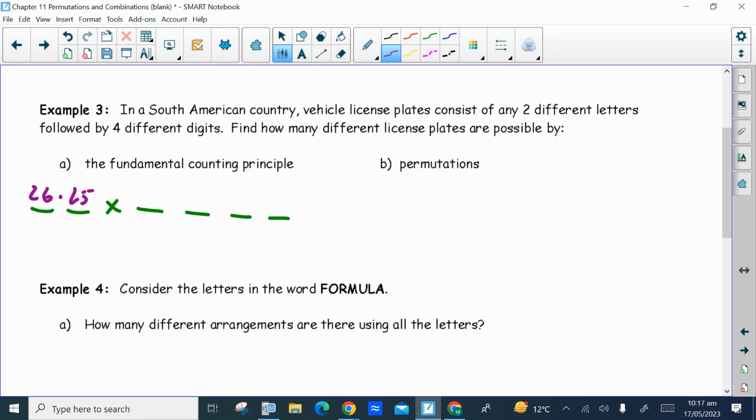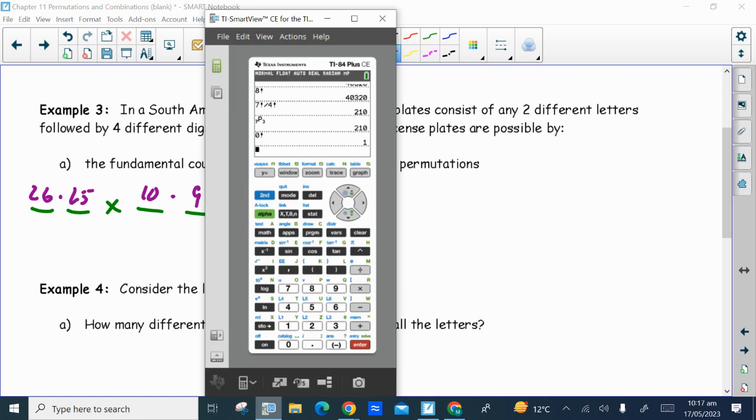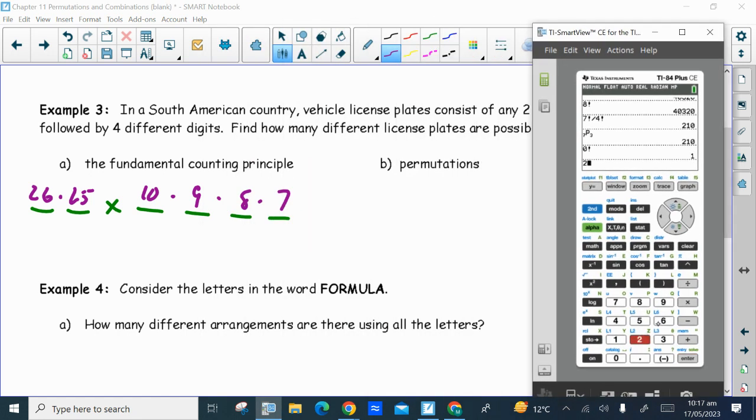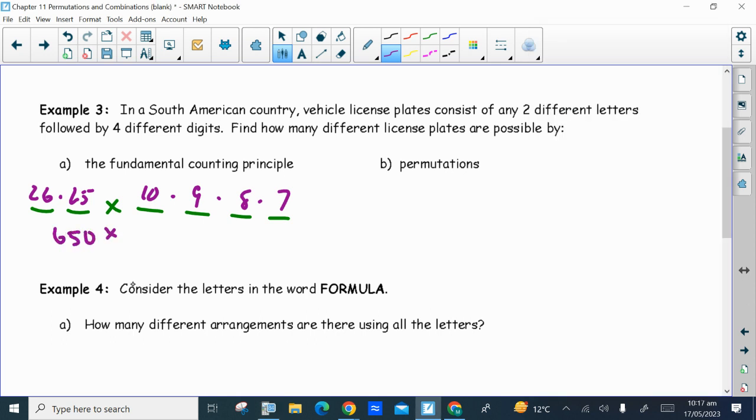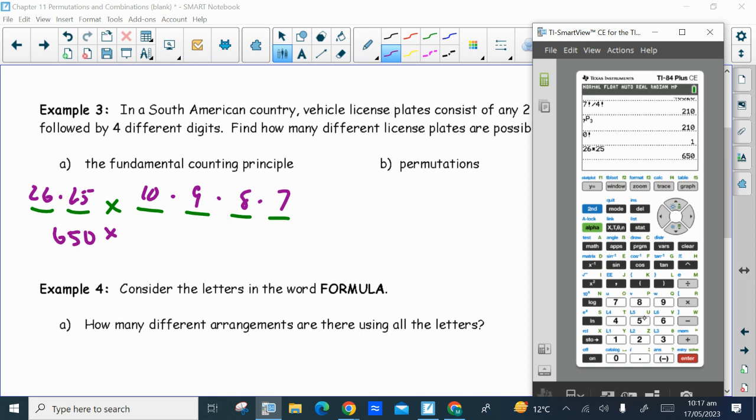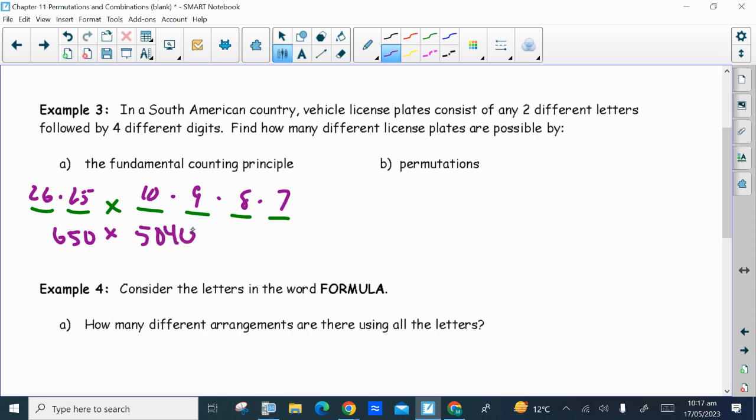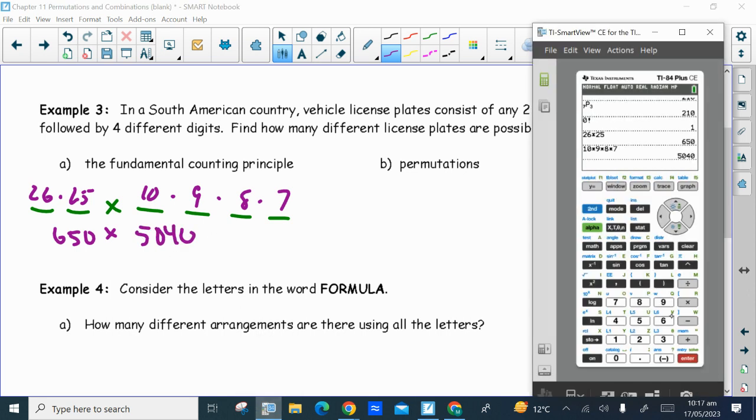And then followed by 4 different digits. There are 10 digits to choose from for the first. Again, different means no repetition. So using the fundamental counting principle, that's what this will look like. We'll have 26 times 25 as our first part. That's 650, times 10 times 9 times 8 times 7, which is 5,040. And then those are multiplied together to get our final answer, 3,276,000.